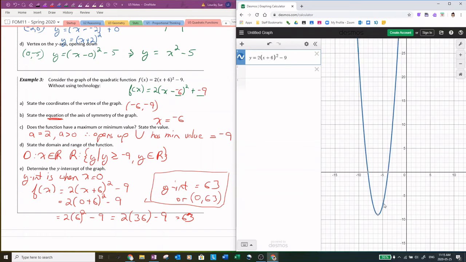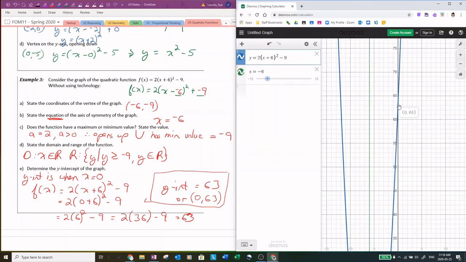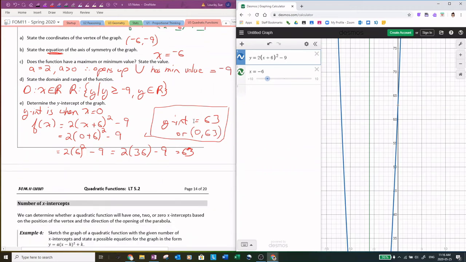Okay, our vertex is at (-6, -9). The axis of symmetry would be x equals -6. Actually, let's graph that. x equals -6. There we go. That's our axis of symmetry. Minimum value, the smallest the graph ever gets, is right here, -9. And the y-intercept, we need to scroll way up here. But if I click on this, it highlights that point for me, (0, 63). All right, we were able to get all that information just from the equation. We didn't need to graph it.